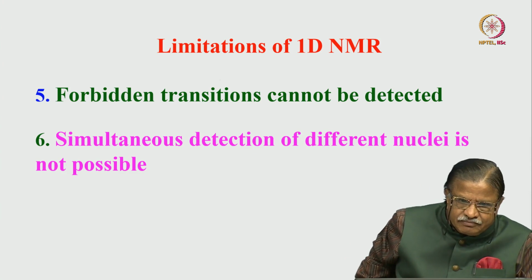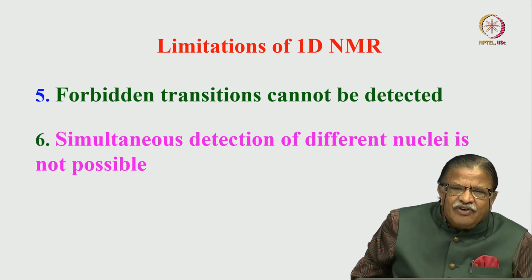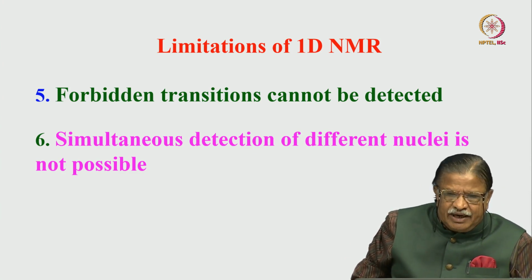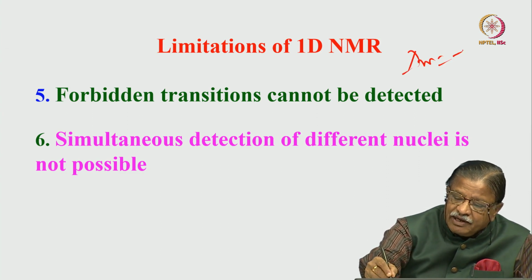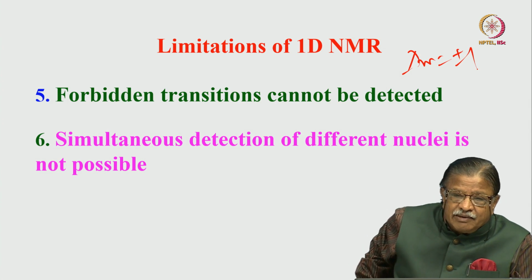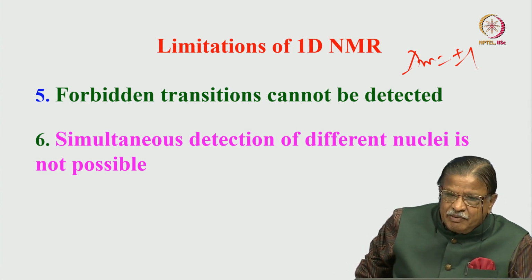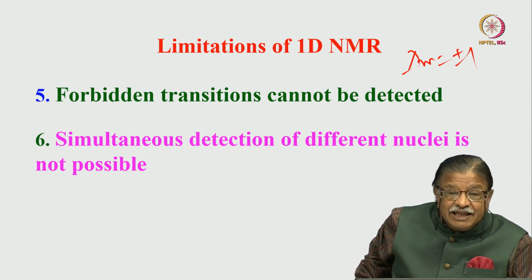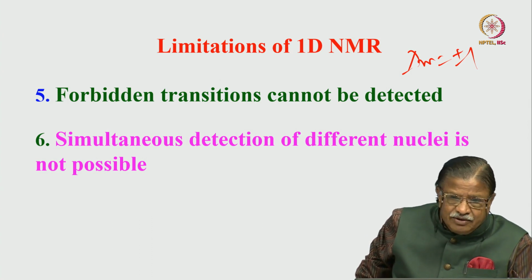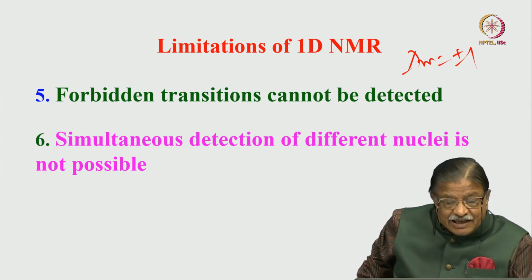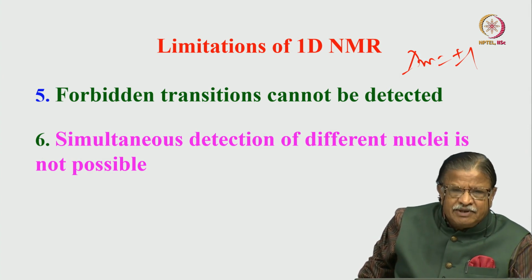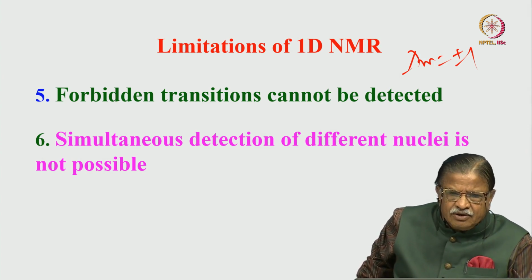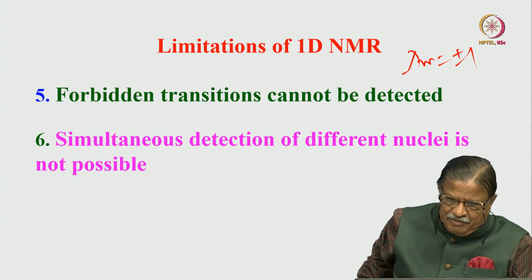Continuing further, there are forbidden transitions which you cannot detect in 1D NMR. I told you the selection rule is delta M equal to plus or minus 1. The change in the magnetic quantum number between 2 spin states should be plus 1 or minus 1. Anything above that, or 0, is called a forbidden transition in NMR, and it is not possible to detect it. So that is one limitation.